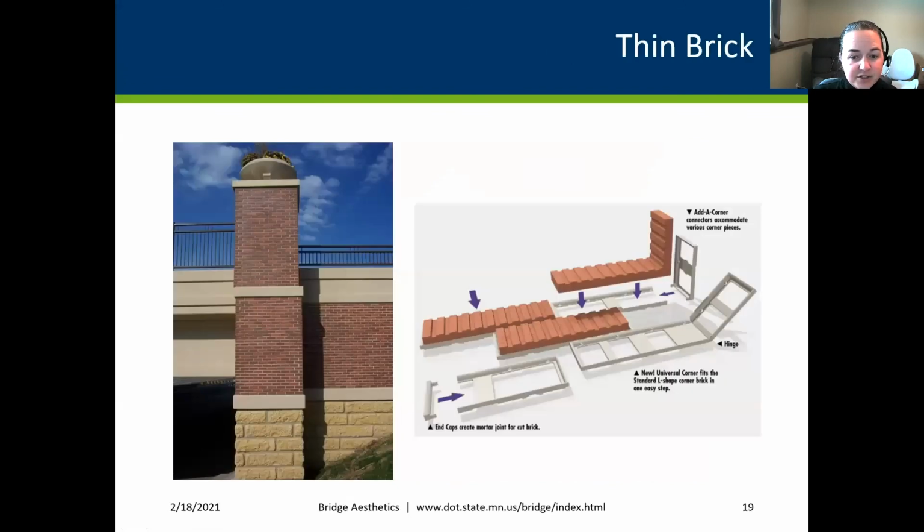Here's a brick texture. This is a really cool product that we use. It is actually a real brick. So when you see brick on a MnDOT roadway, it is real, but it's done in a different way. This brick is actually fairly cost effective. A lot of people automatically assume that features like this are very expensive, and they aren't necessarily super expensive. In this case, these little pieces are just stapled right to your form, and then the brick just sticks right in there.